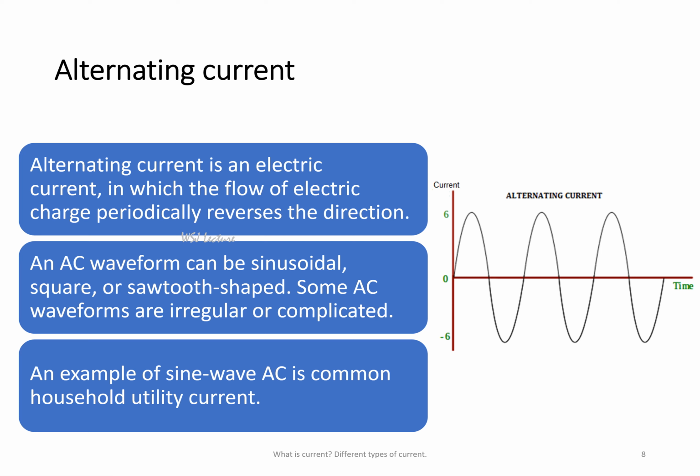In this waveform, you can see that the waveform changes from the positive to the negative quadrant in equal intervals of time. Now it is in the positive quadrant, and after a particular period of time it moves to the negative quadrant, and after that it again moves to the positive quadrant. So it will be alternating, oscillating between the positive and negative quadrant. An example of sine wave alternating current is the household utility current or the current which is applied to most of the industries.